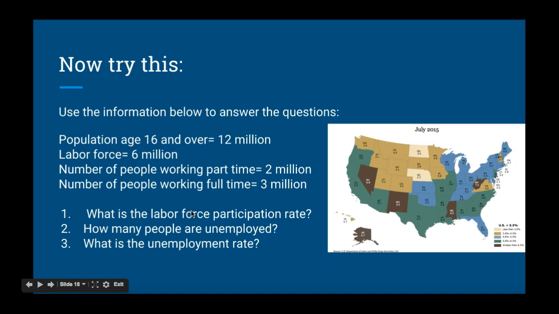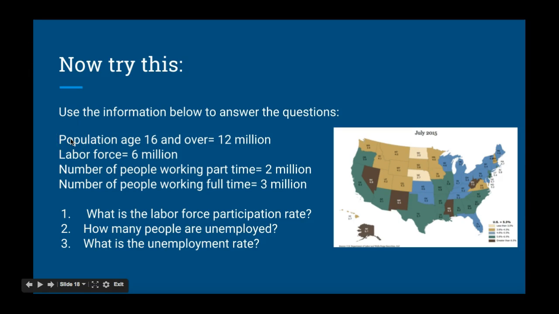All right, so here's a question for you. Try this. So use this information to be able to answer these questions. If the population of age 16 and over is 12 million, the labor force is 6 million, the number of people working part-time is 2 million, and the number of people working full-time is 3 million. Determine for me what is the labor force participation rate, how many workers are unemployed, and what is the unemployment rate. Pause this to figure that out, and then replay the video to see if you got the correct answers.